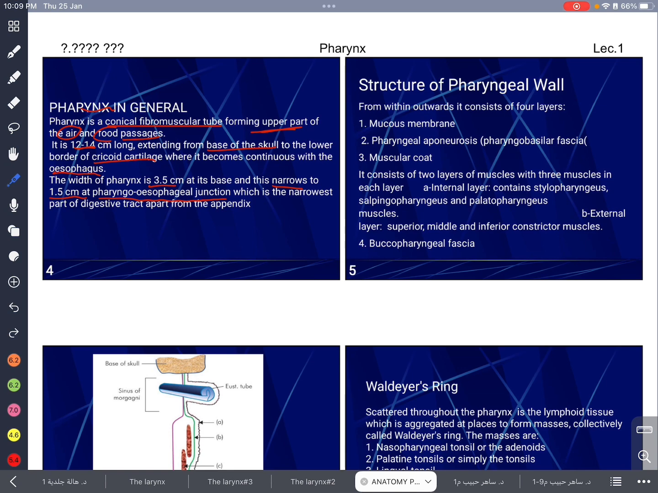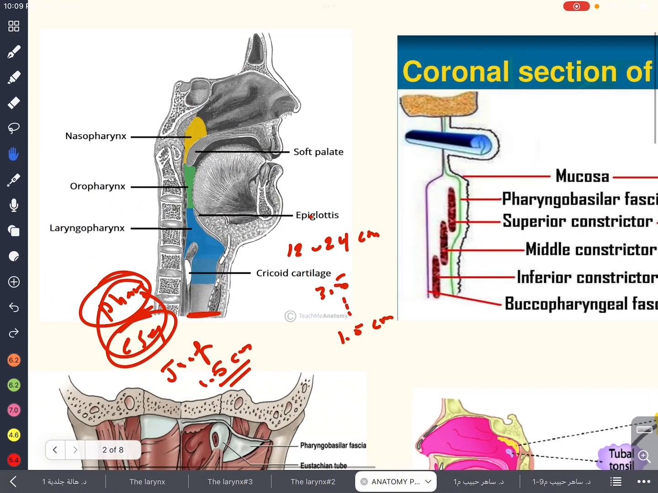Hi everybody, here we're going to talk about the anatomy of the pharynx, and we will start with the basic information about the definition of the pharynx. This is the pharynx, and it is a fibromuscular tube that is conical in shape, extending from the base of the skull to the lower border of the cricoid cartilage.